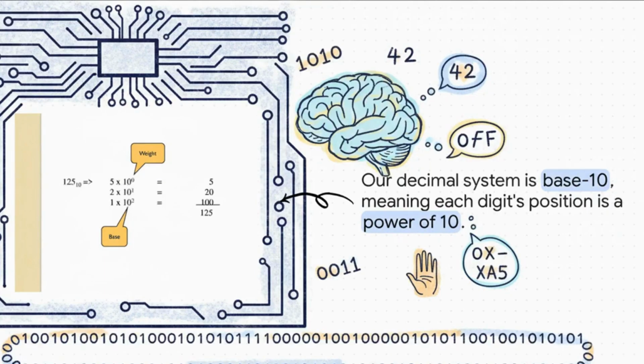Now here's where it gets really cool. It's not just about which digits you use, it's about where you put them. Take the number 125. Each digit's position gives it a specific weight that's based on a power of 10. The 5 is in the ones place, the 2 is in the tens place, and the 1, that's in the hundreds place. It's this whole system of positional weight that makes it all work.